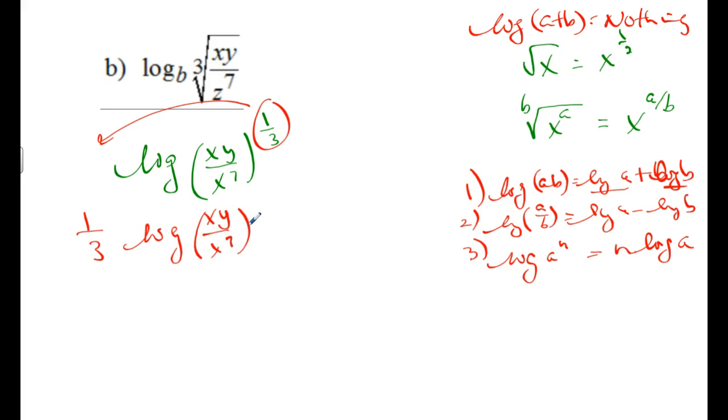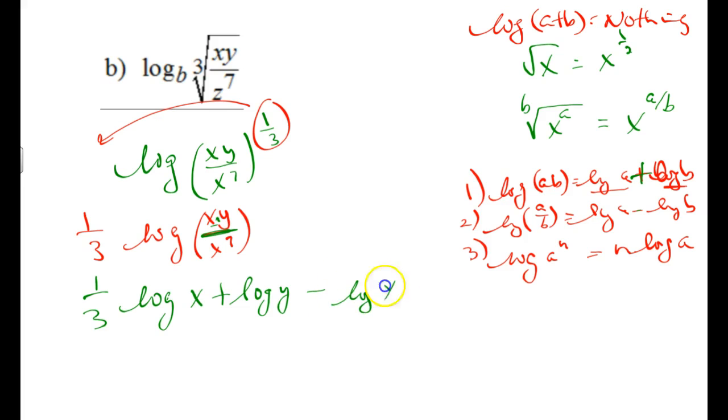Now I'm going to concentrate on these products. Well, every time I see a product, that means it's addition. And every time I see a quotient, that means subtraction. So I'm just going to rewrite this as the log of x plus the log of y. And then since I'm dividing, I'm going to say minus the log of x to the 7th.